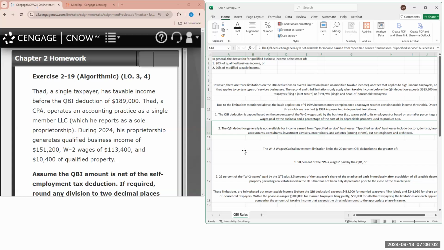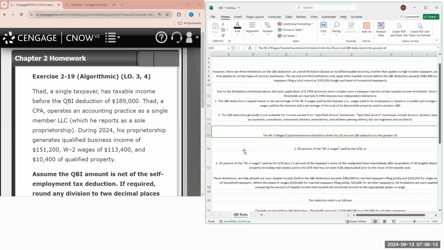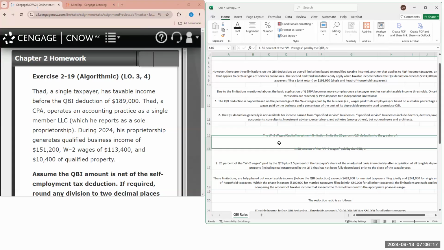So in this case, W-2 wages were issued, so that's something that we need to consider. The W-2 wages and capital investment limitation limits the 20% QBI deduction to the greater of 50% of the W-2 wages paid by the qualified trade or business. And in this case, it tells us that there were W-2 wages of 113,400. So we need to factor these things in.